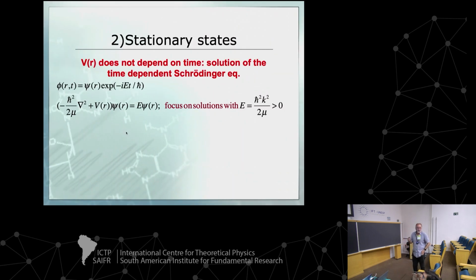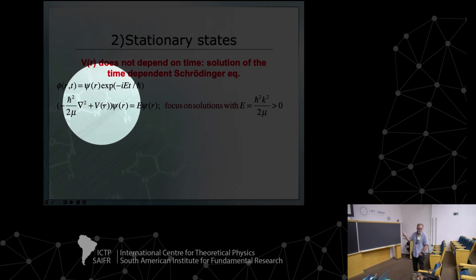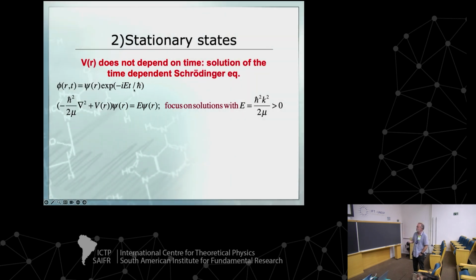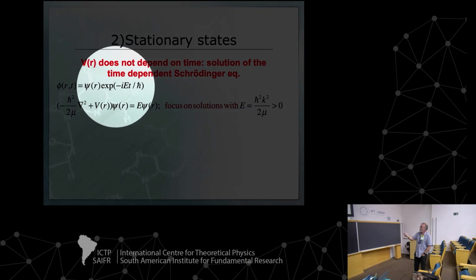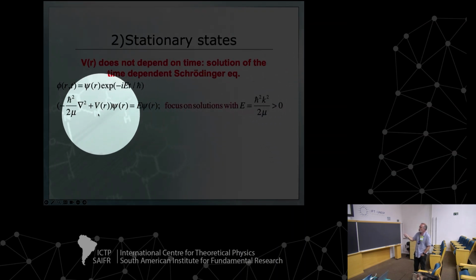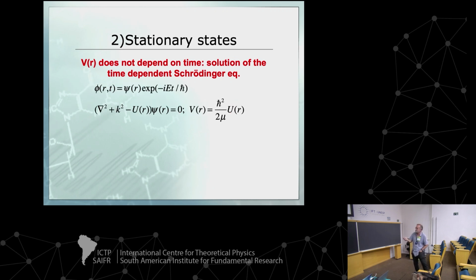We will consider a potential that is not dependent on time. That means we can use the standard Schrödinger equation, and the solution of that equation for this problem is a plane wave in time, right? You have a part that depends on the position, and since there is no time dependence in the potential, you have a plane wave in time. If we express energy in terms of momentum and mass, we end up with an expression in which we will only focus on the solutions with positive energy, right?